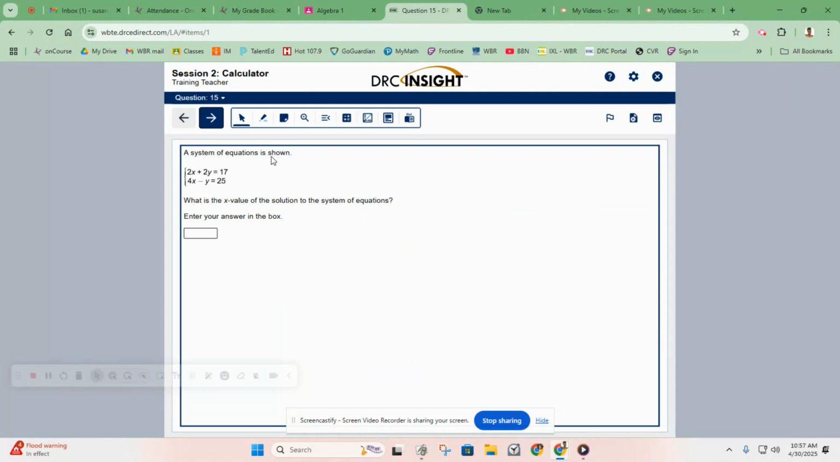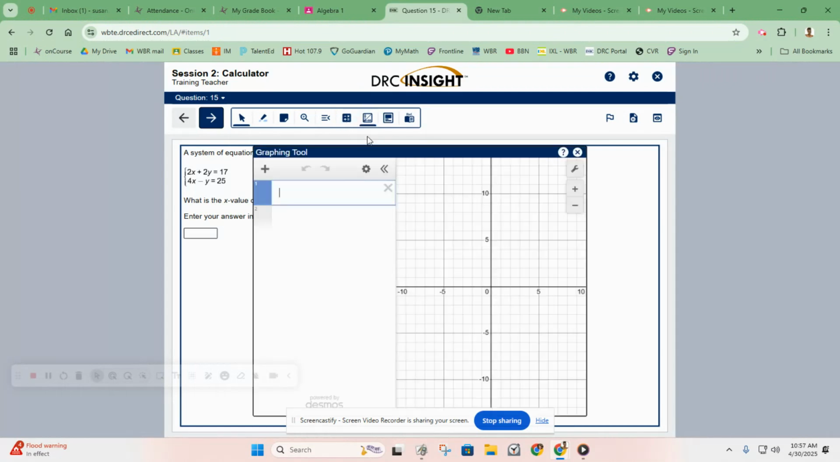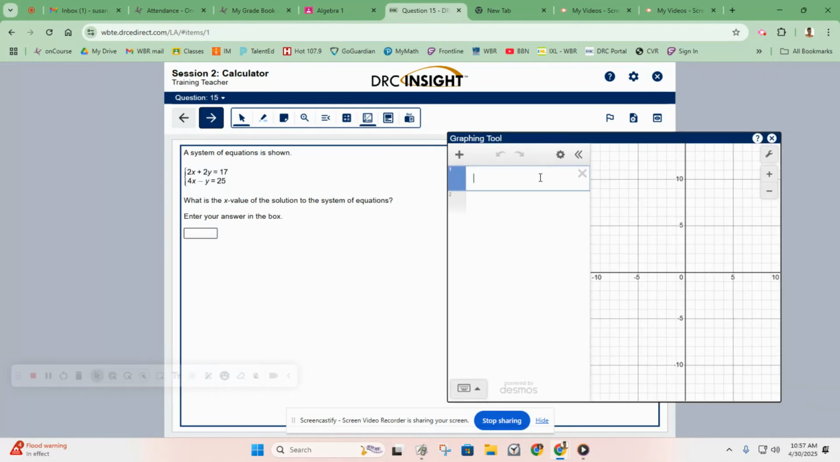It says a system of equations is shown. What is the x value of the solution to the system? Enter your answer in the box. So remember to keep this on your screen. I'm coming to check it. But what you're going to do is enter in the system 2x plus 2y equals 17. That's your first equation. Second equation is 4x minus y equals 25.